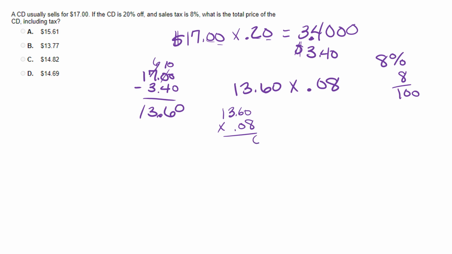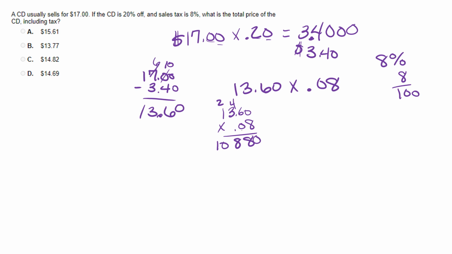Okay, 8 times 0 is 0. 8 times 6 is 48, so I carry a 4. 8 times 3 is 24, plus 4 is 28. 8 times 1 is 8, plus 2 is 10. Okay, if I multiply the 0 times everything, it's still going to be 0.